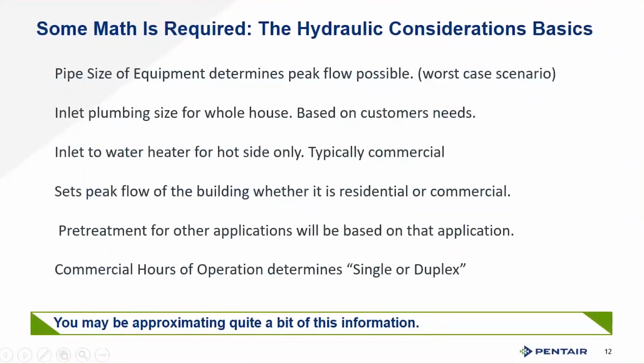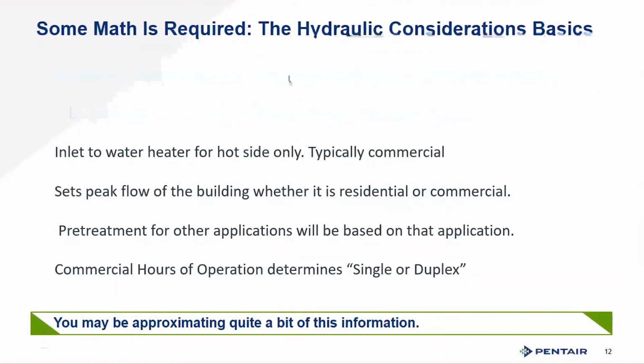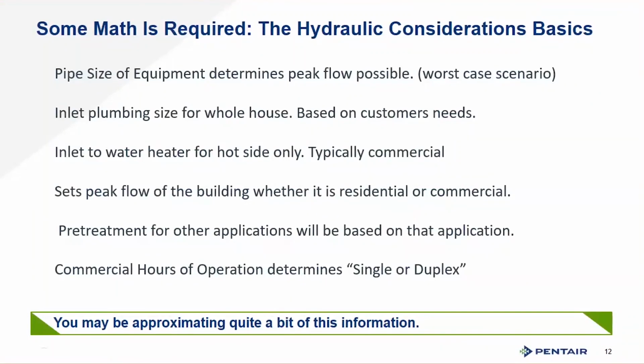Well, the plumbing size of the equipment we're going to treat, or of the building, determines peak flow possible. This is the worst case scenario for that building. Hopefully that building was designed by a plumbing engineer who understands the equipment demands and sized it properly. Not always the case. Inlet plumbing size for the whole house is going to determine the size of the valve we need, right? But this is also based on the customer's needs.